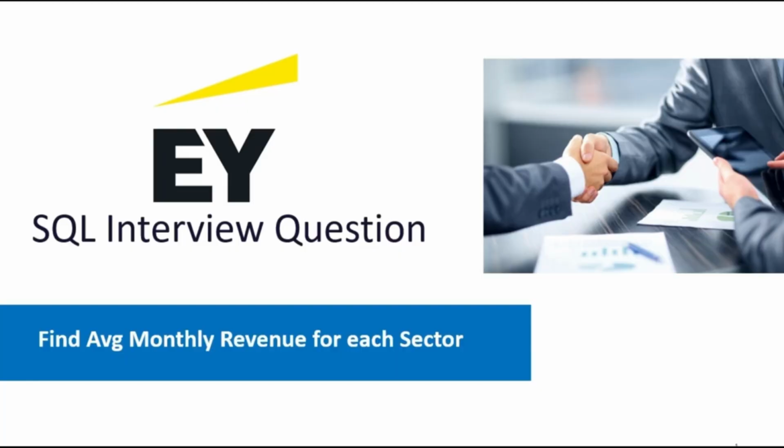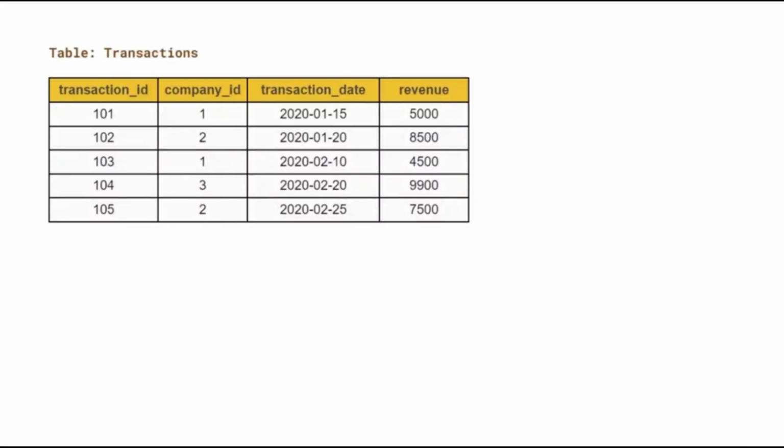So the problem involves calculating the average monthly revenue for each sector using financial transaction data. So let's break down the problem statement. We have two tables. The first one is the transactions table that contains records for various financial transactions made by different companies.